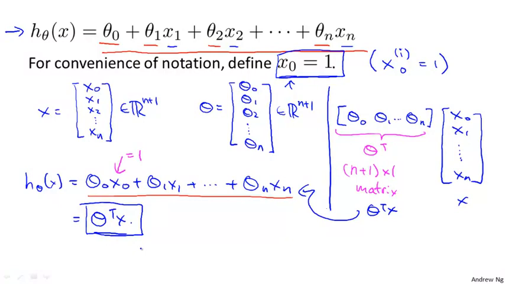So that's the form of our hypothesis when we have multiple features. And just to give this another name, this is also called multivariate linear regression. And the term multivariate is just maybe a fancy term for saying that we have multiple features or multiple variables with which to try to predict the value y.